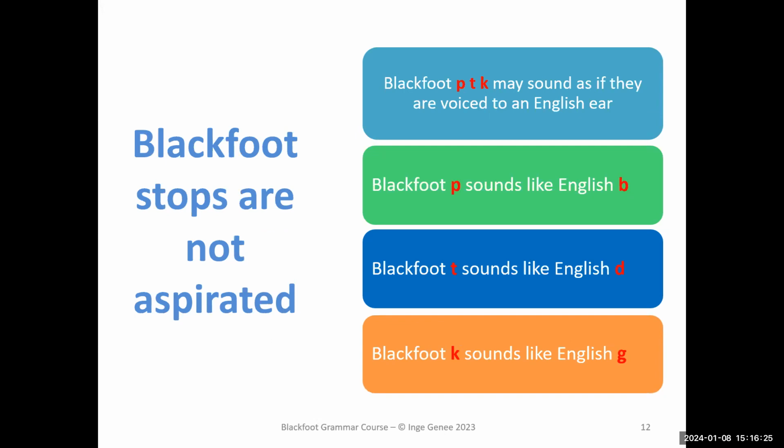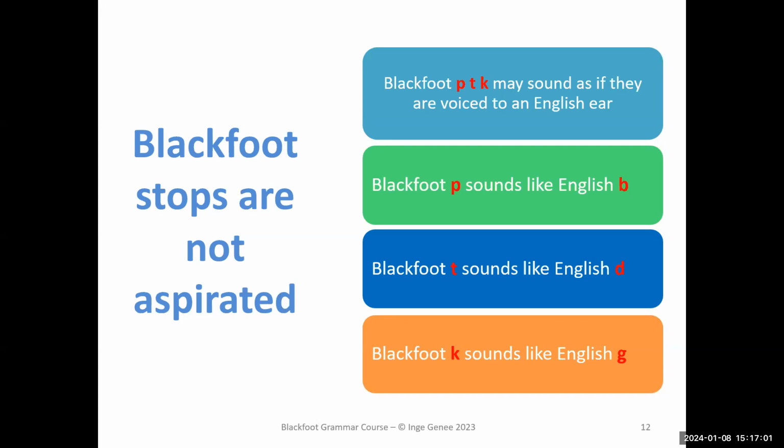The Blackfoot voiceless stops P, T, and K are not aspirated. This absence of aspiration makes them often sound like they're voiced to an English-speaking ear. And that means that a Blackfoot P can sound like an English B, Blackfoot T can sound like an English D, and Blackfoot K can sound like an English G. In fact, if you want to work on your pronunciation of these sounds, it's often a good idea to try to pronounce them more like those English B, D, G sounds.